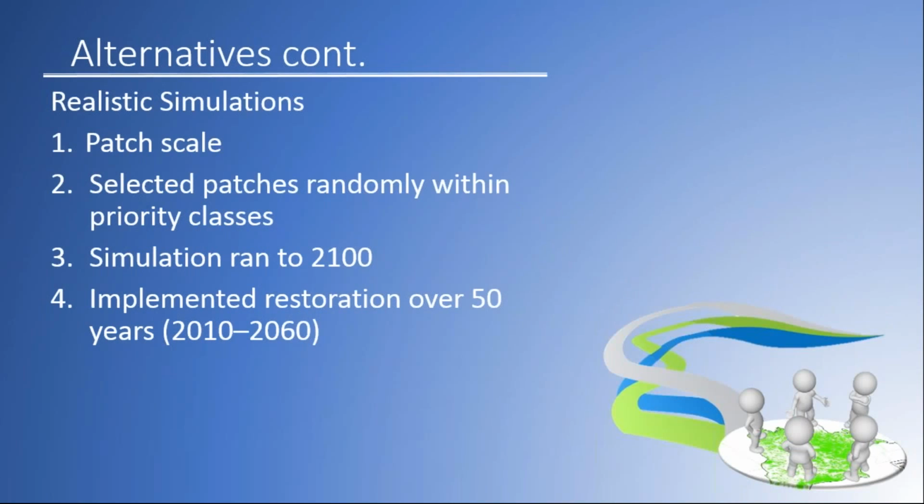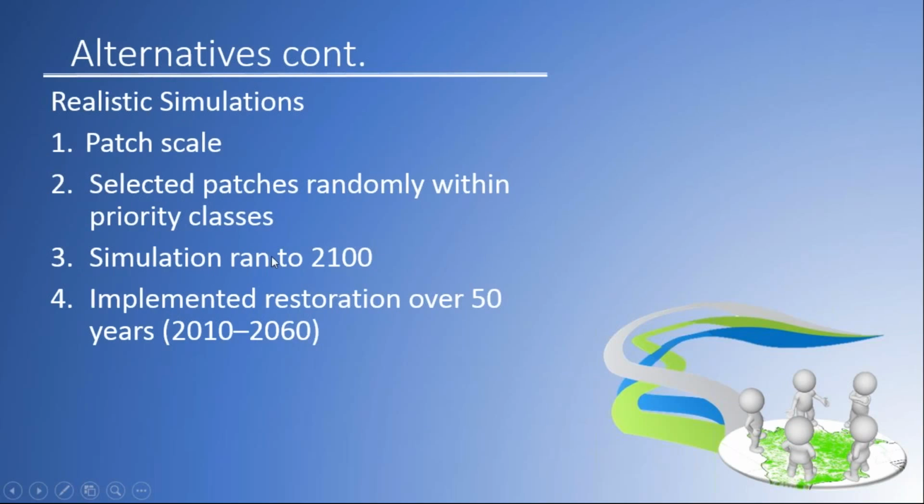And just a few housekeeping things here, just so you know. When we went to simulate these different scenarios, we tried to do so in as realistic a manner as possible. For example, actual restoration over time occurred at the patch scale. So we were selecting patches across this landscape within the different priority areas. Those patches that we restored were randomly picked within a certain priority class. So we would prioritize what areas of the landscape or region we were going to focus on, but within there, we randomly selected patches. This gets at the opportunistic nature of how restoration typically occurs today.